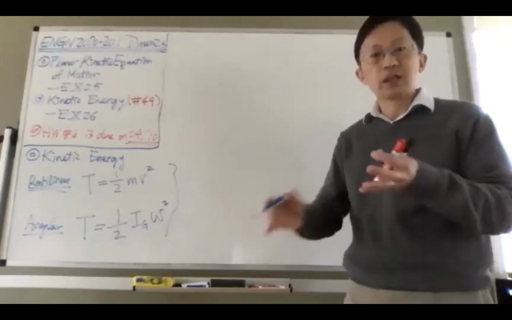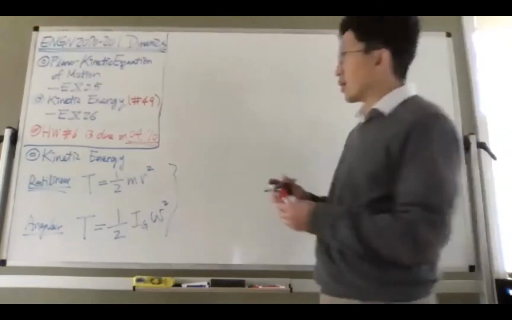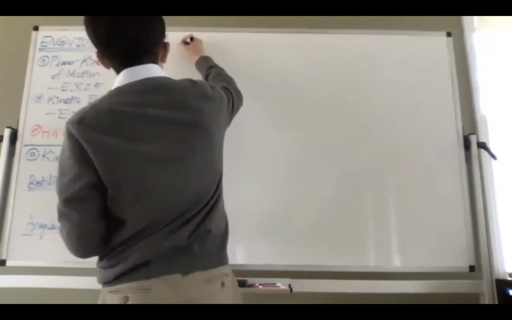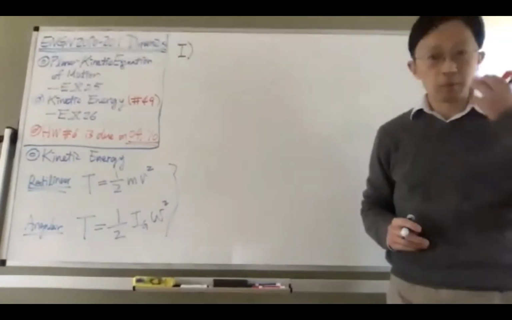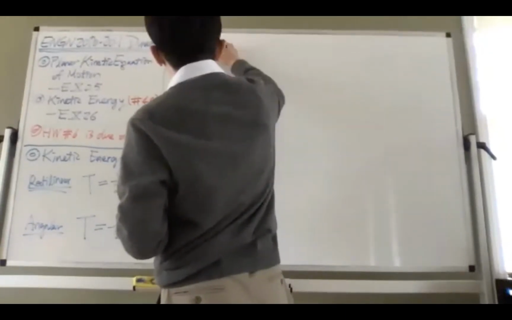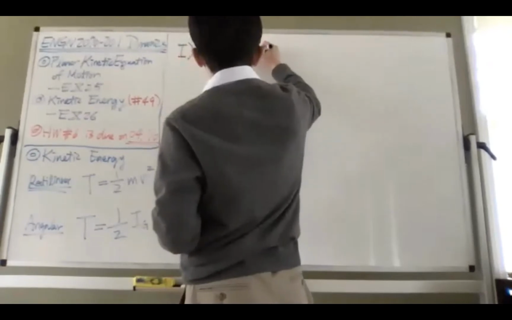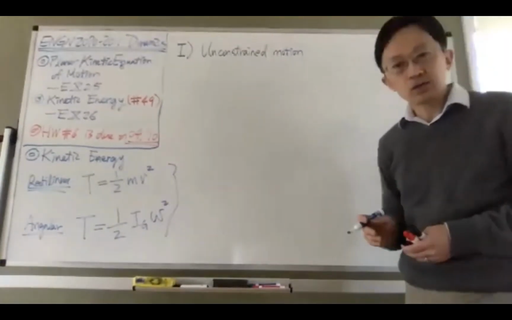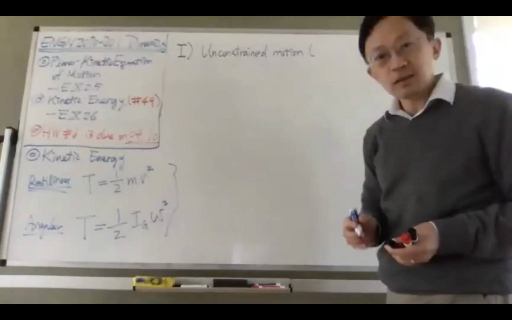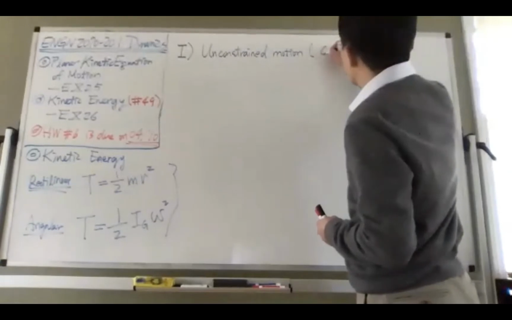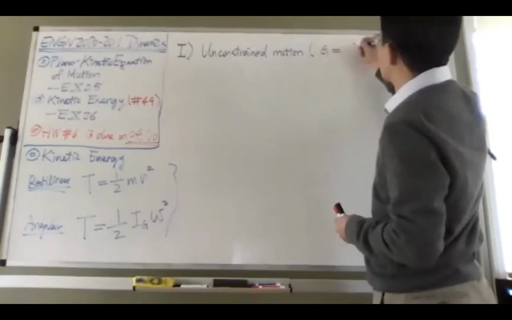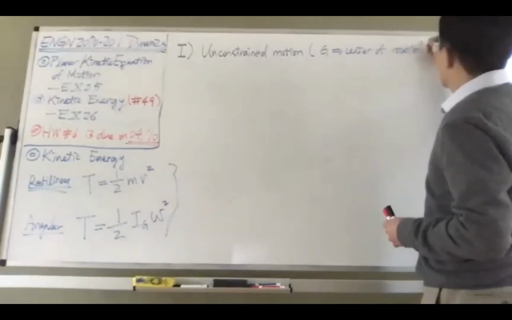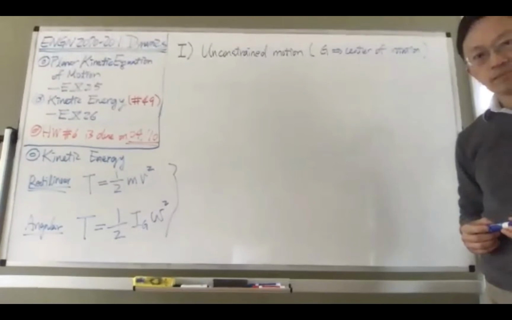Because in general, an object can actually move however it wants, right? Remember what I summarized last time. I said that there are two different kinds of motion in the planar or general motions. The first one is what we call unconstrained. What is unconstrained motion? Unconstrained motion is very simple. That means the center of gravity is the center of rotation. So you can say that G equals the center of rotation. That means unconstrained.